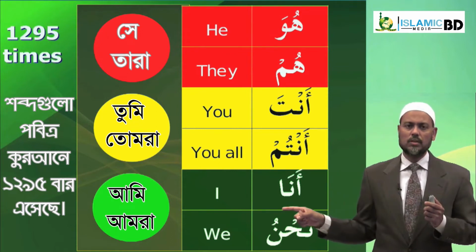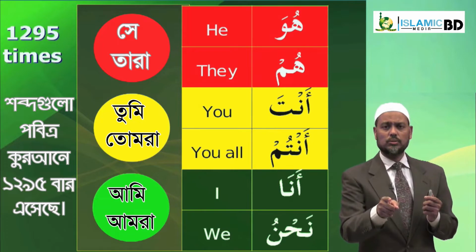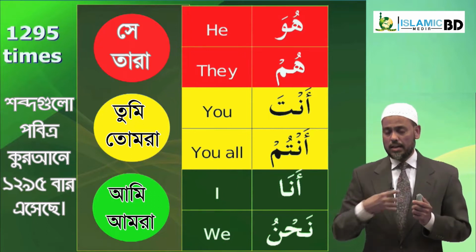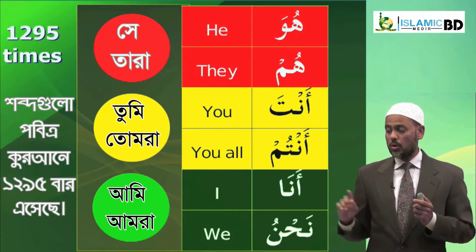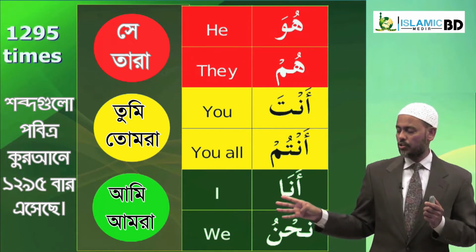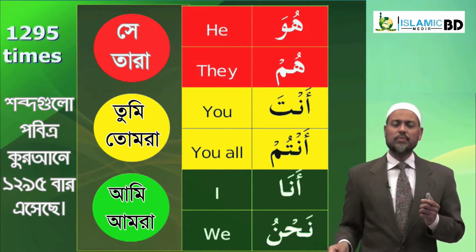Huwa, he. Hum, they. Anta, you. Antum, you all. Ana, I. Nahnu, we. Huwa, he. Hum, they. When you say hum, you show 4 fingers to your right side, okay?